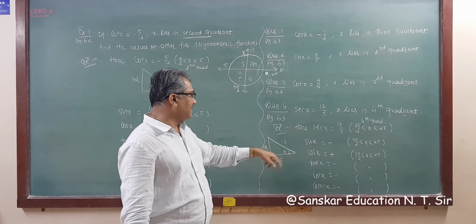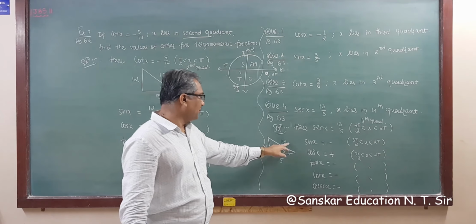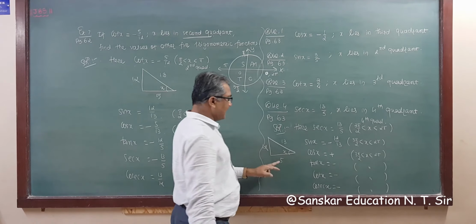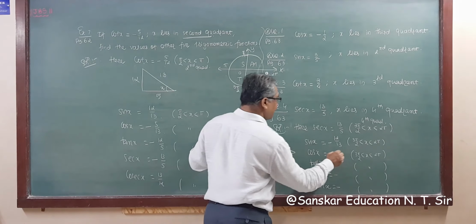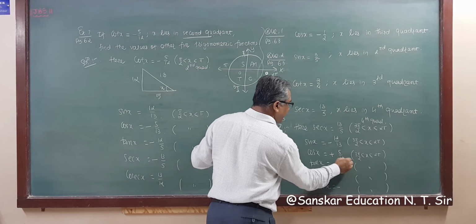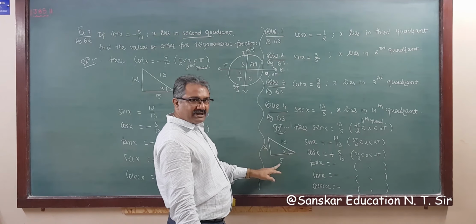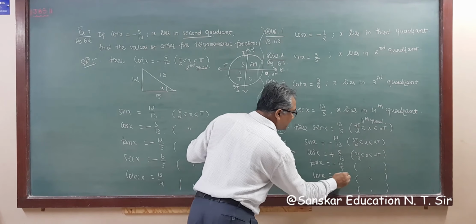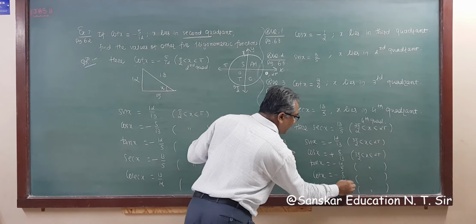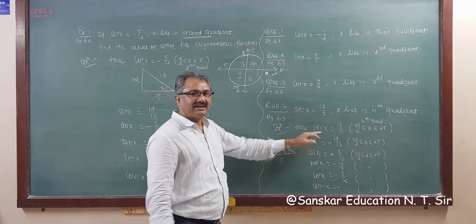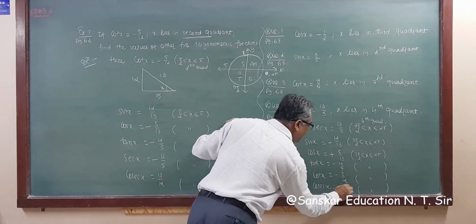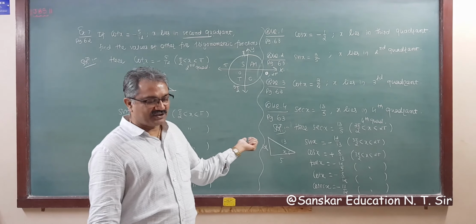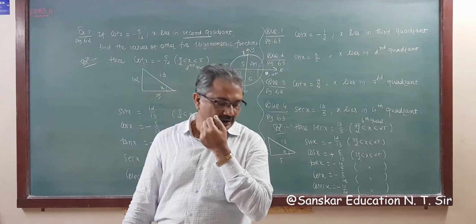Now sin, opposite upon hypotenuse, that is 12 by 13. Cos, adjacent upon hypotenuse, that is 5 by 13. Tan, this upon this, that is 12 by 5. Cot is the reciprocal of this, 5 by 12. And cosec x is the reciprocal of sin, that is 13 by 12, right? So it's very easy, and MCQ type questions. Okay, so you can solve very easily.